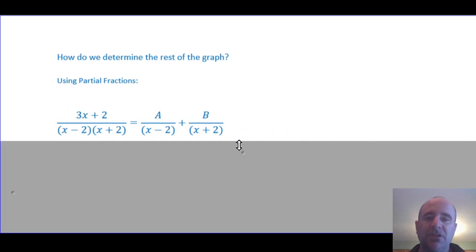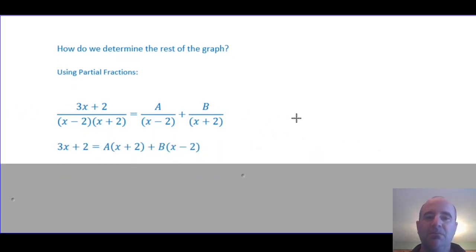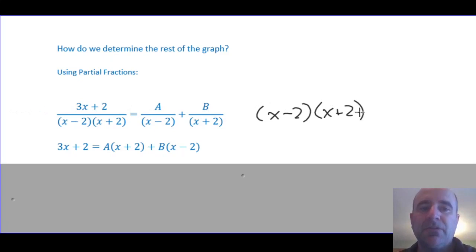So what I'm going to do with this equation is multiply both sides of the equation by x minus 2 times x plus 2, so that the x minus 2, x plus 2 on the left side of the equation is gone. The x minus 2 is gone here, but I'm still left with an x plus 2. And the x plus 2 is gone, but I'm left with an x minus 2. So now I've got this equation that should be true for all x.